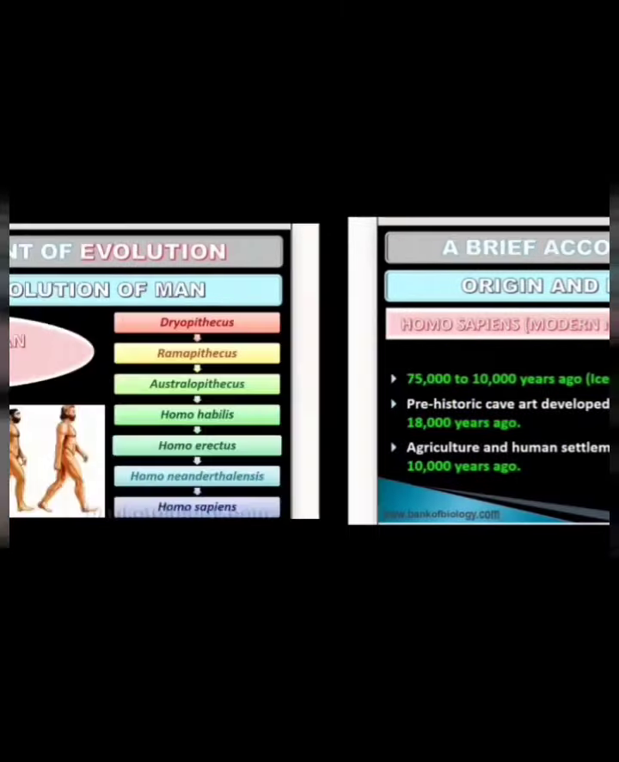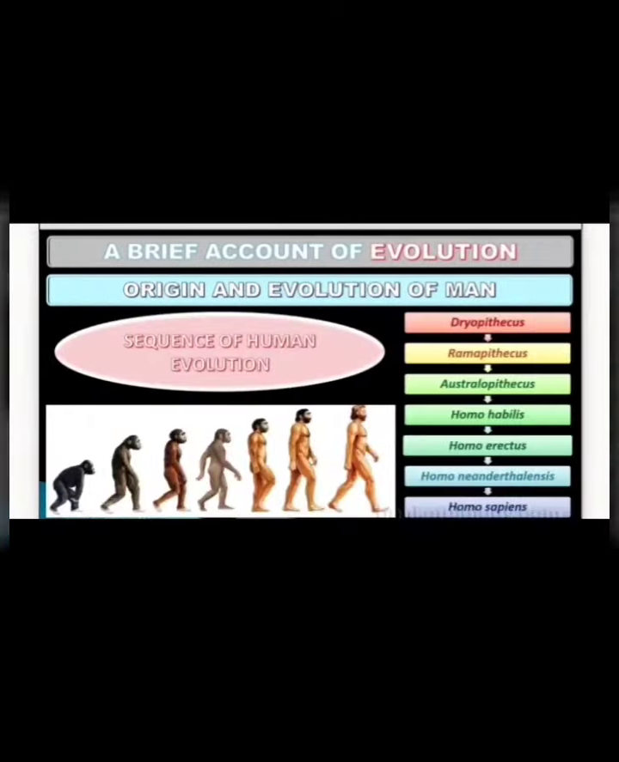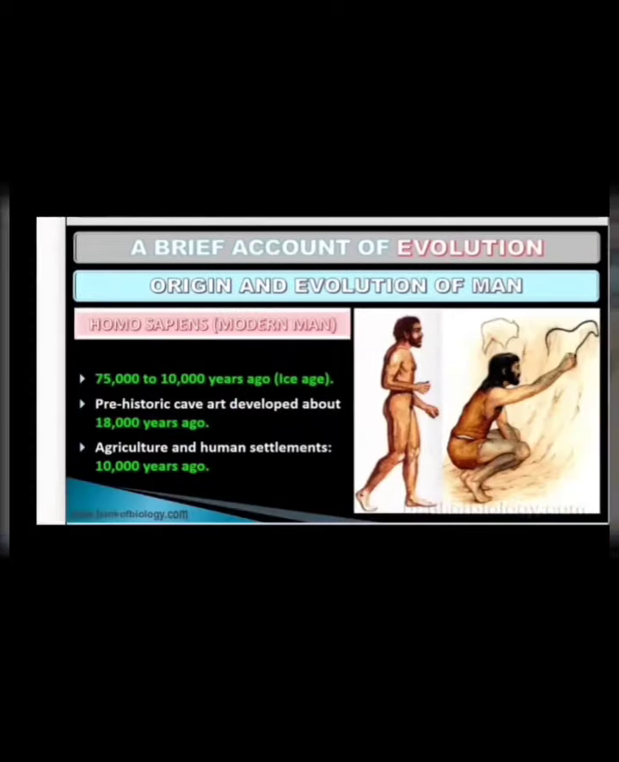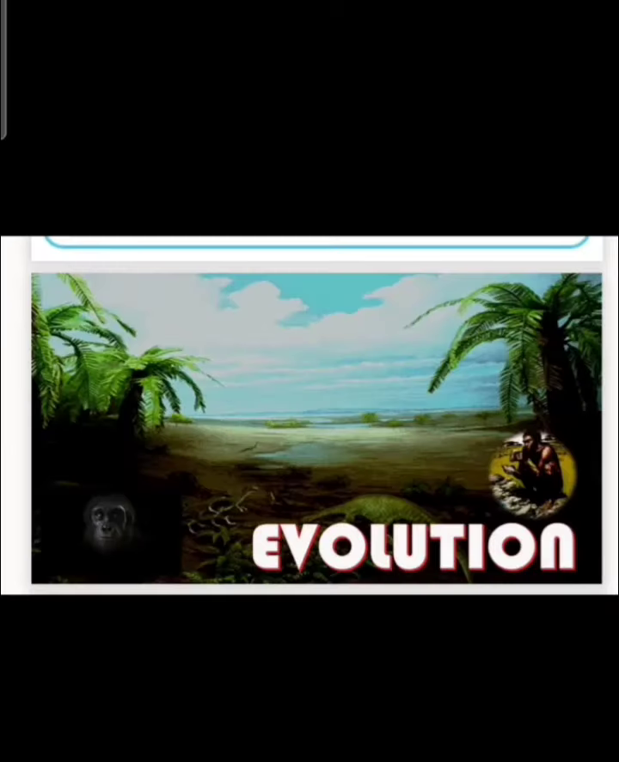Okay, so this completes the origin and evolution of man, and completes the chapter on evolution. The purpose of making this video is that this chapter has different terminologies and different concepts. This is a very easy chapter, so you can just go through it, and I have also discussed in between some of the important topics that you can come across.